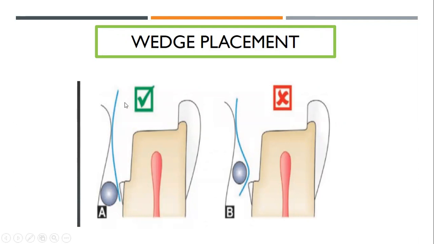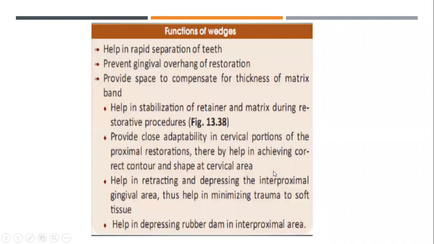First the band will be placed and then the retainer will be placed. This picture shows how exactly the wedge has to be placed, and not placed in this manner. There are different functions of wedges. They help in rapid separation of teeth. They prevent gingival overhangs of restoration. They provide space to compensate for the thickness of the matrix band. As a result, they help in stabilization of the retainer and the matrix during the restorative procedure.